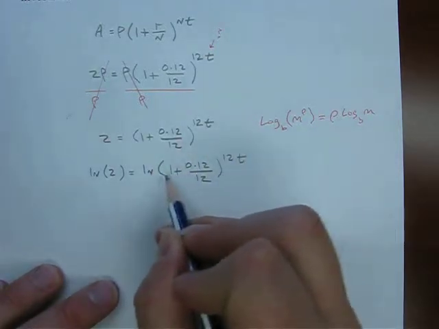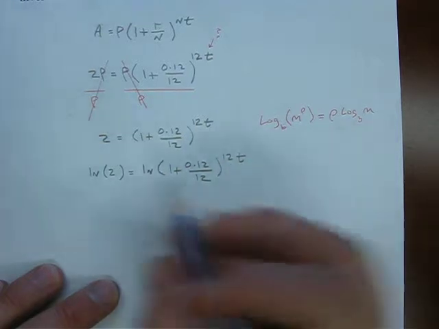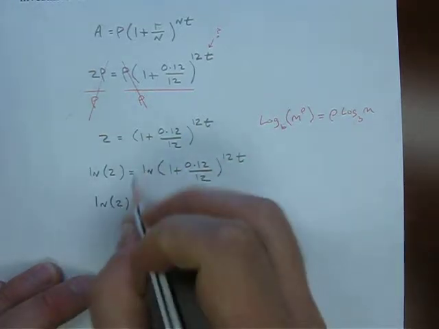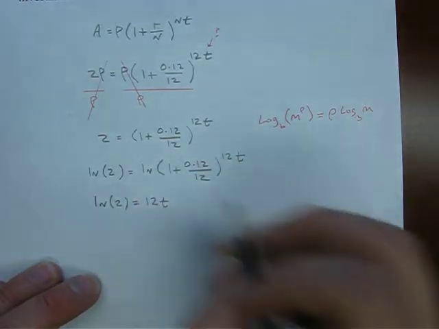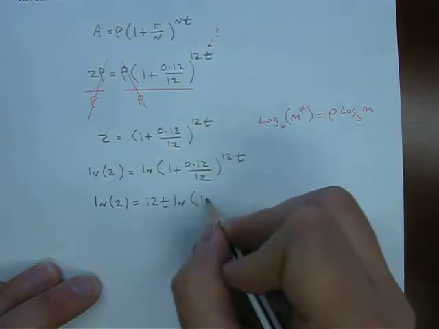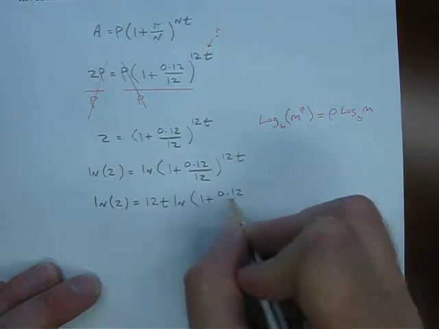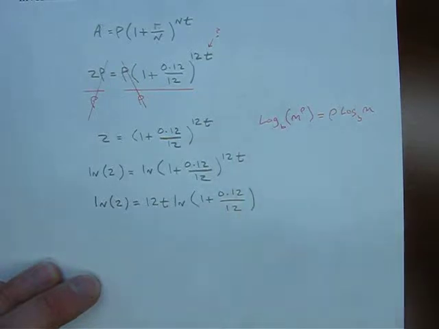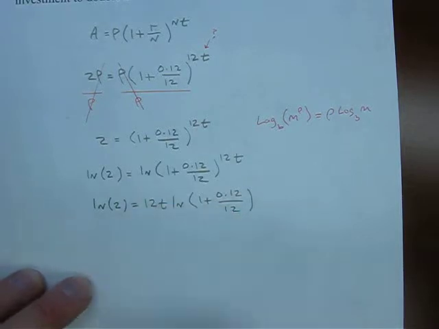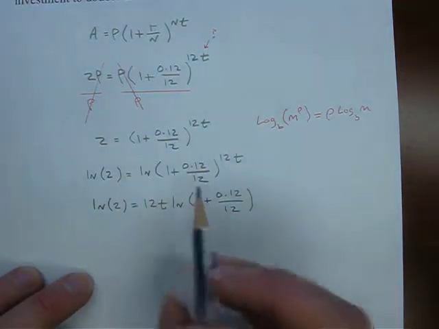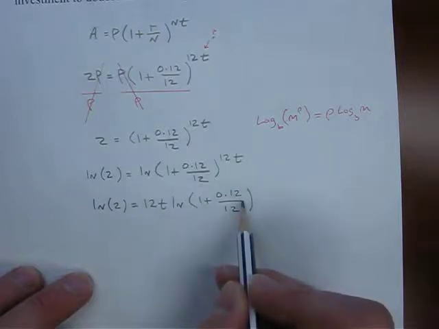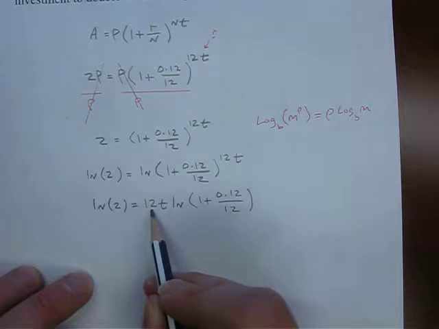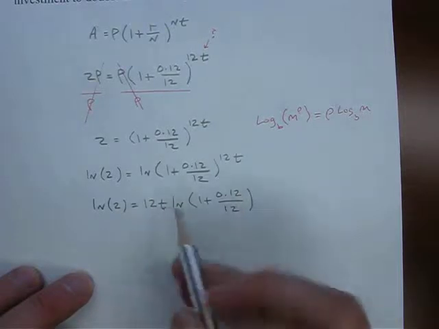I have a logarithm of something to a power, right? So I get natural log of 2. This will be moved over here, 12t. This will remain what it is, to be calculated in a little while. All right, so now we're only one step away from solving for t. What's going on here? This is 12 times t times this logarithm. So if I divide by 12 and I divide by the logarithm, I solve for t.